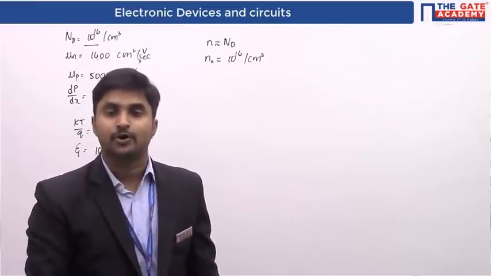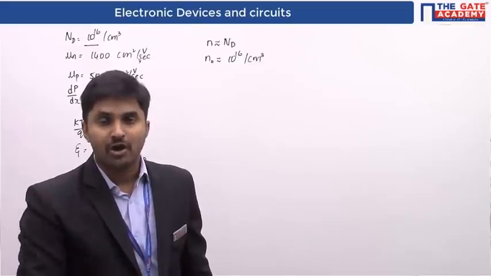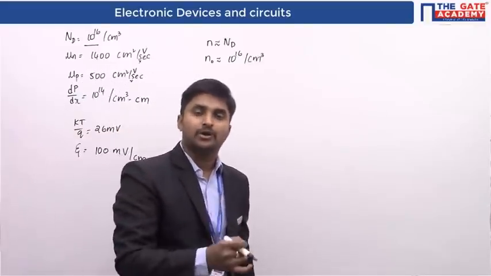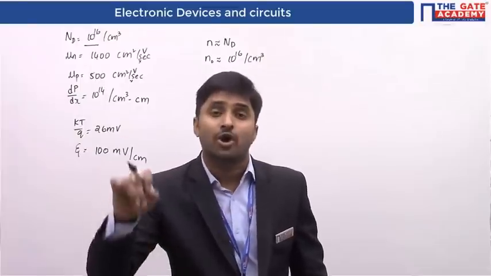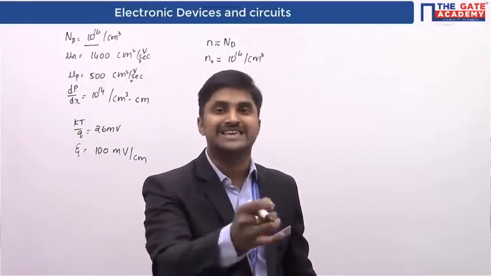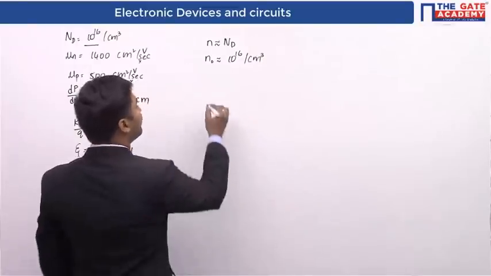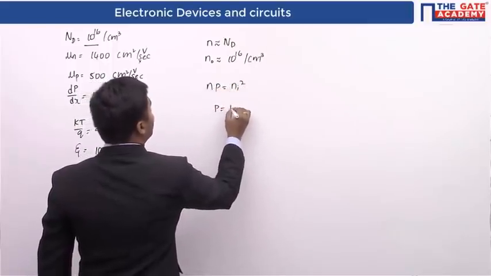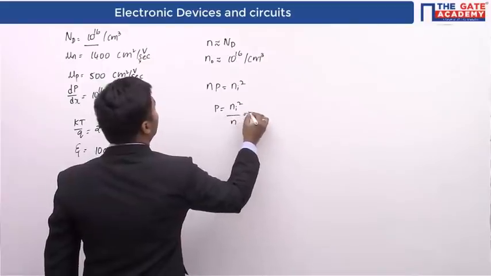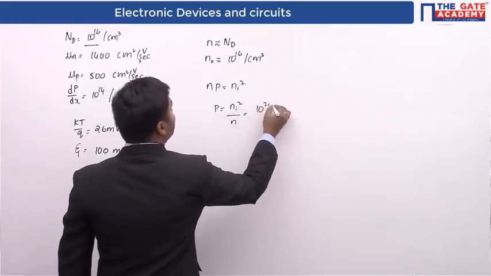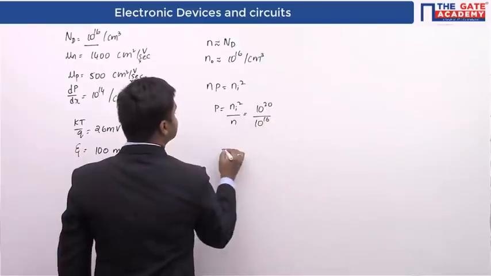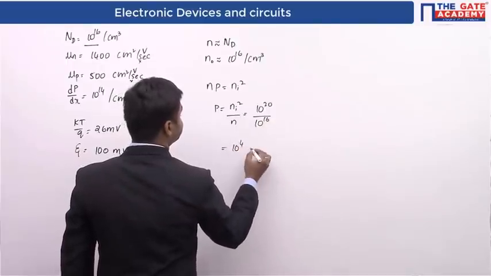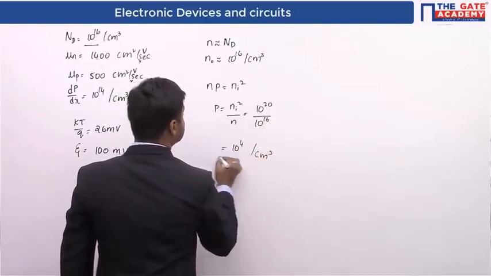Now to find out the hole concentration, every time to find out the minority carrier concentration, we use the concept of mass action law. Mass action law says that the product of the concentration of electrons and holes is constant and is equal to the square of intrinsic carrier concentration. So the value of n into p is equal to ni square. So p is equal to ni square divided by n. So what is ni square? 10 power 20 divided by 10 power 16. It is equal to 10 power 4 per centimeter cube. So this is the value of p.